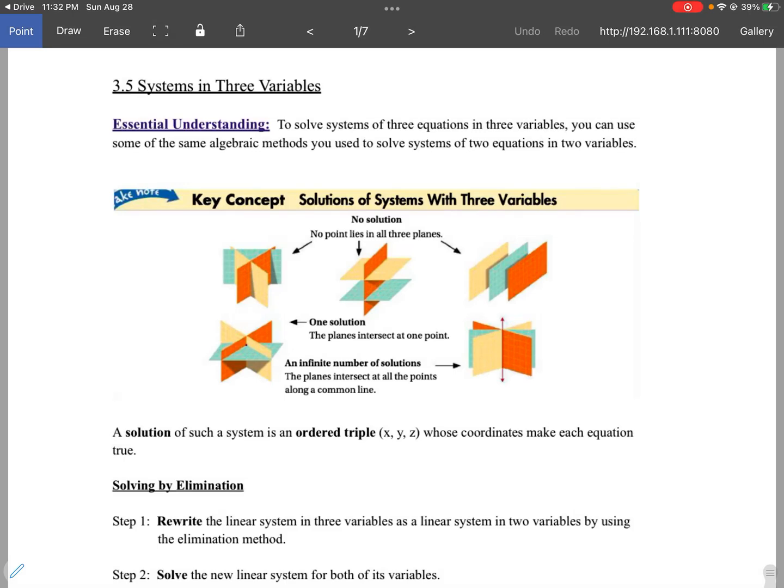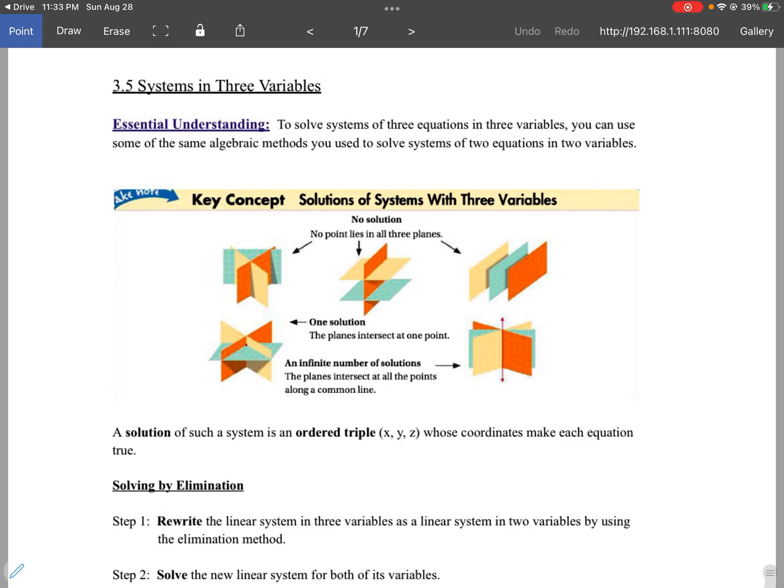Alrighty, so for today we are going to take a look at section 3.5, which is going to be solving systems in three variables. So if we have three variables, then we also have to have three equations. Now when we have three equations and three variables instead of just two, that's going to change the geometric area in which we're solving.